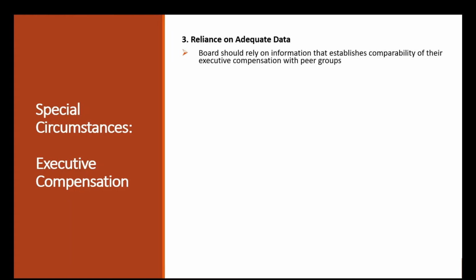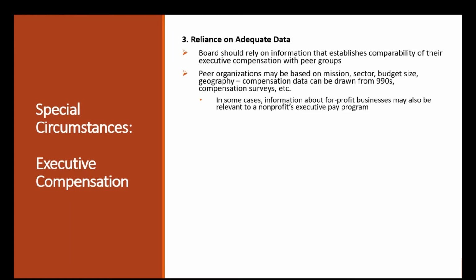This is sort of the meat of the analysis. Peer organizations can be based on mission, sector, budget size, and geography. And then the data that you use can be drawn from 990s. There are a lot of compensation surveys out there floating around. And in some cases, information about pay from for-profit businesses can also be relevant to your executive pay program.